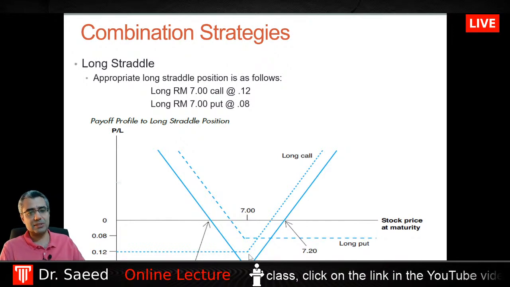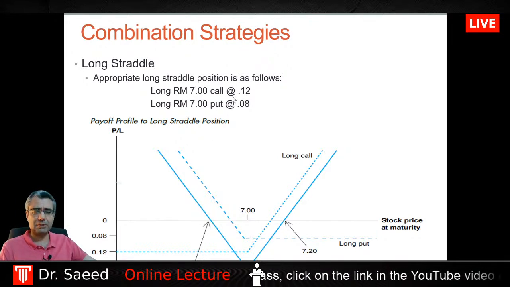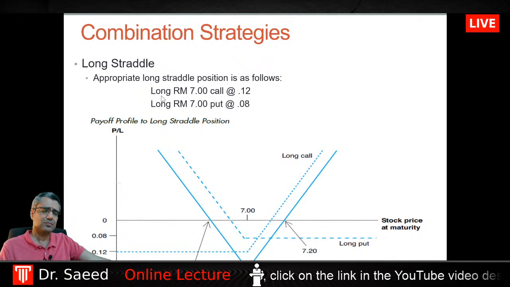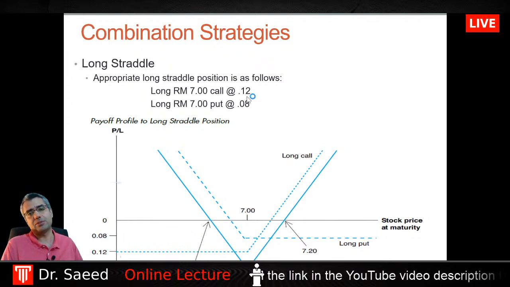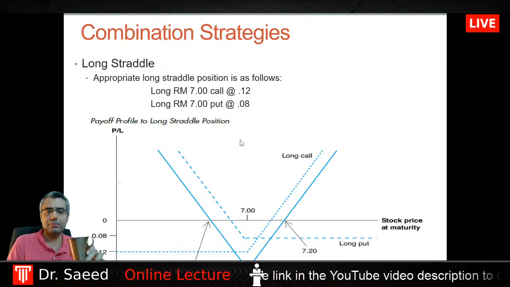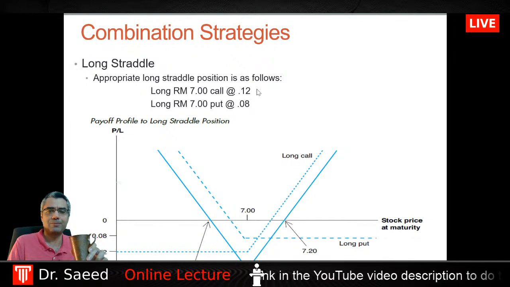And your loss is limited to the premiums, because if the price doesn't move, you won't exercise any of these two contracts. So you are losing the premiums, 12-cent premium, 8-cent premium. So it means your loss is 20 cents. Your maximum loss is 20 cents.